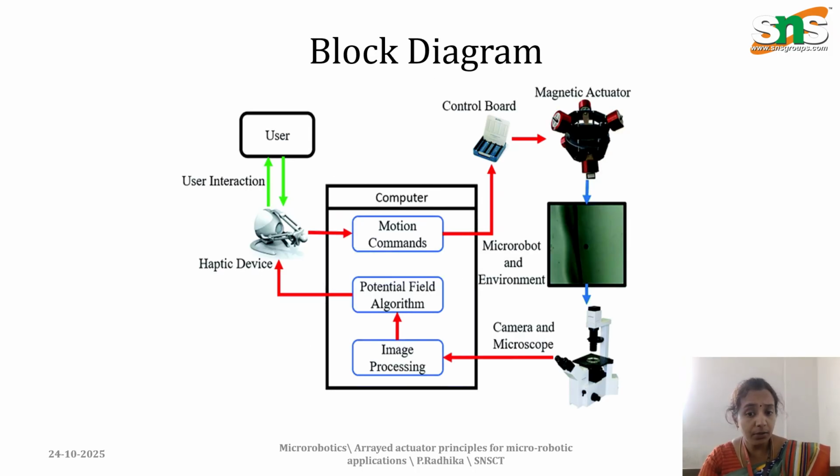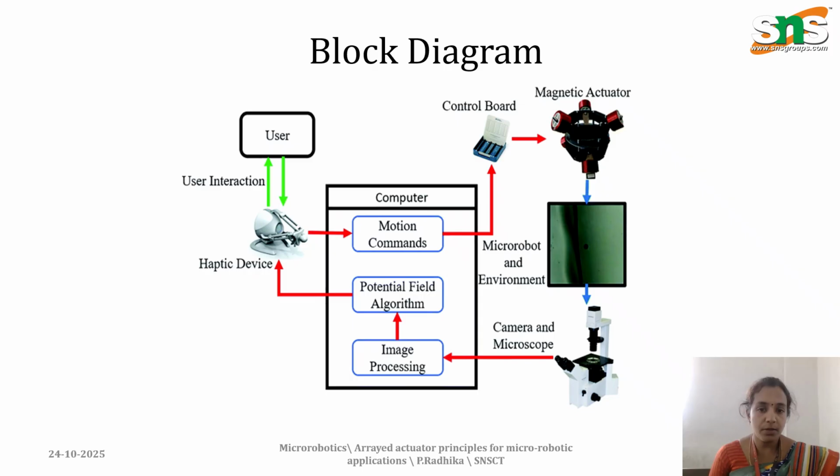So here we have the block diagram of arrayed microcontroller actuators. This is called a magnetic actuator. There are several types of actuators. A few of the actuators which I told about are the stepper motor, the servo motor, and even magnetic actuators. Here we have a camera and microscope to analyze the environment. These are like sensors. Even a camera is called a sensor.